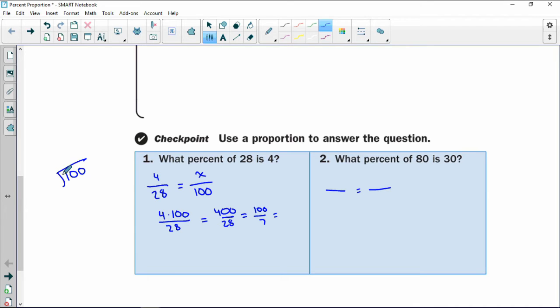100 divided by 7. 7 goes into 1 no times. 7 goes into 10 once. Oops, sorry. With 3 left over. 7 goes into 30 4 times. 4 times 7 is 28. Got 2 left over. I get an extra 0. 7 goes into 20 twice with 6 left over. 7 goes into 60 8 times. This keeps going. If you use a calculator, good.